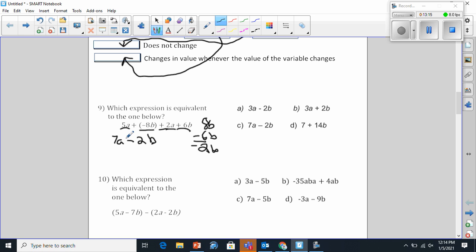All right, so my answer should be 7a minus 2b.